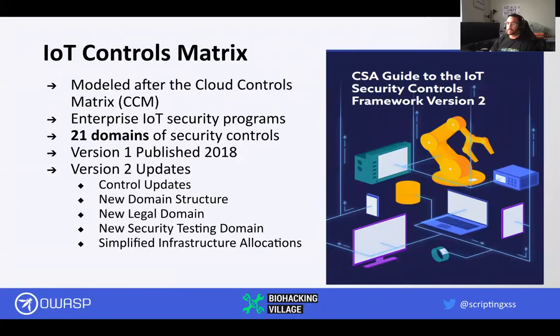Now, the IoT controls matrix, this is the flagship project for our IoT working group. It is modeled after the cloud control matrix, the CCM. There's 165 controls aimed at enterprise IoT that incorporate multiple layers of connected devices, cloud services, and networking technologies. So we have 21 security domains, ranging from asset management, like you have to know what you have to get started, from governance, even legal, down to vulnerability management and security testing activities. Whether that is web application security testing, firmware, bug bounties even included. So it's really holistic.